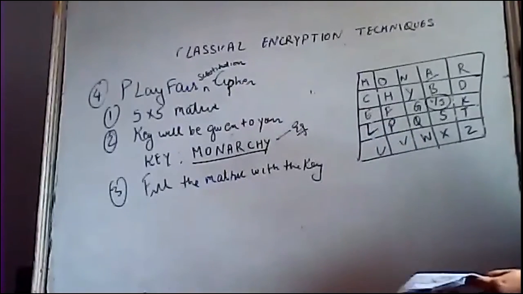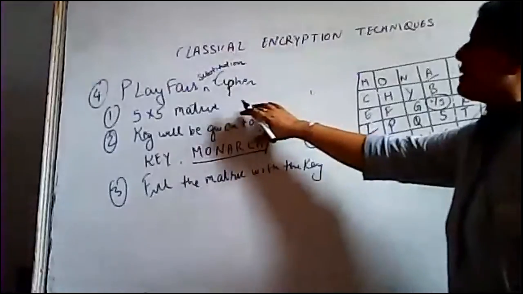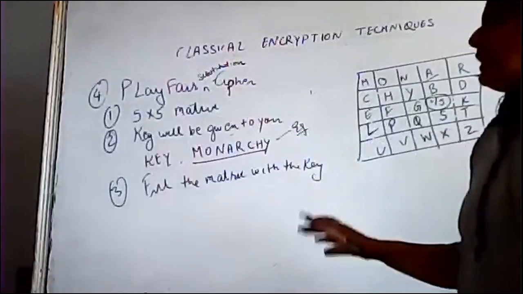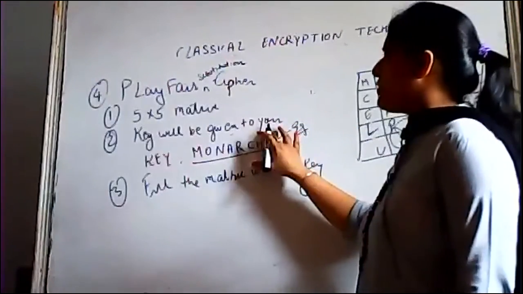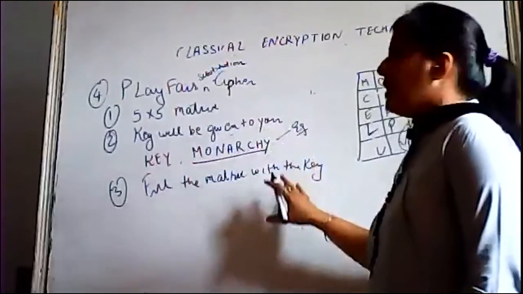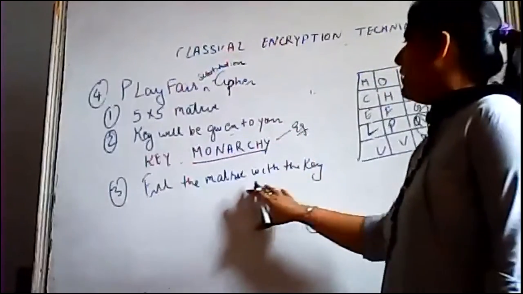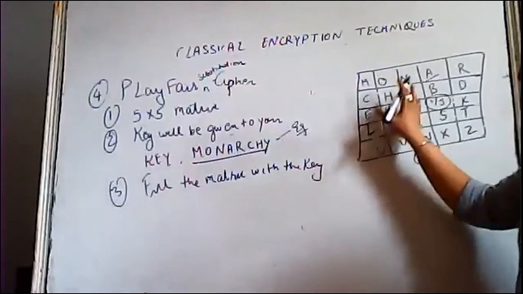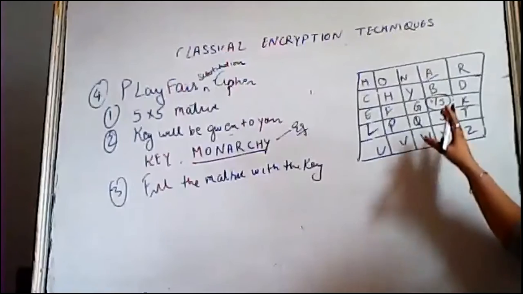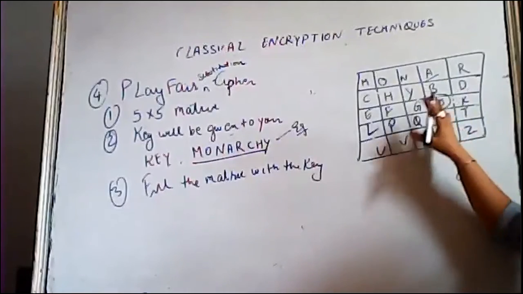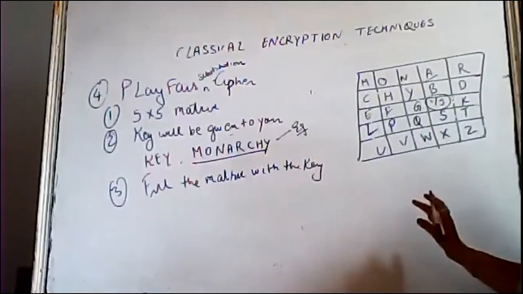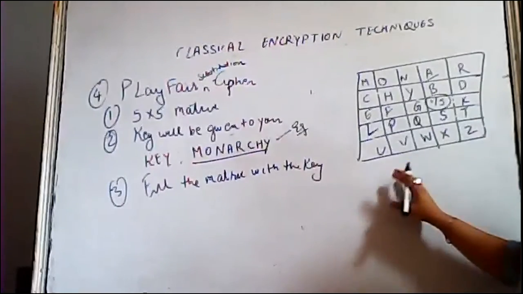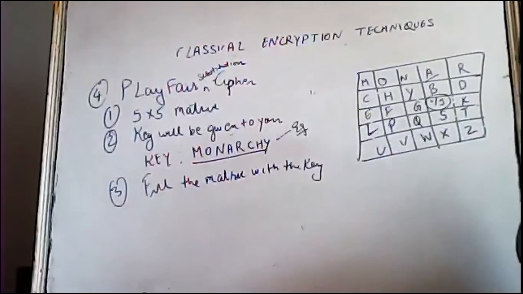So the first step is that we have to consider a 5 by 5 matrix. The second step is that a key will be given to us. The third step is that we have to fill that matrix with the key. We fill that matrix with the key, and we fill all the remaining cells with the alphabets or characters that are not mentioned in the key. Okay? So I will be using that I and G over here.